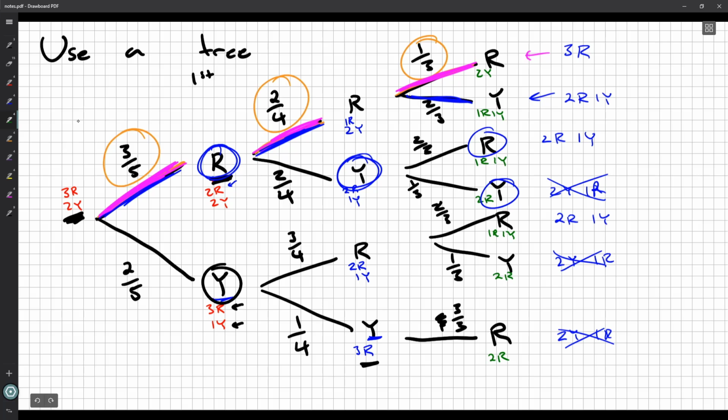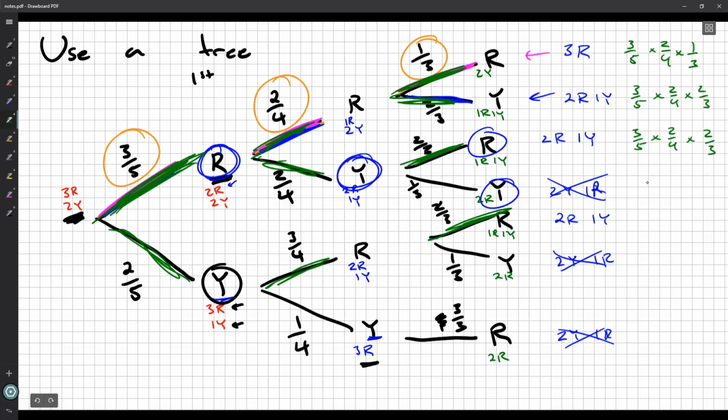So what I need to do is figure out the probability of this path, and this path, and this path, and one more, this path down here, and then add them all up. But that's going to be 3/5 times 2/4 times 1/3 plus 3/5 times 2/4 times 2/3 plus 3/5 times 2/4 times 2/3, and then this one down here, 2/5 times 3/4 times 2/3. And we go ahead and we add those up.